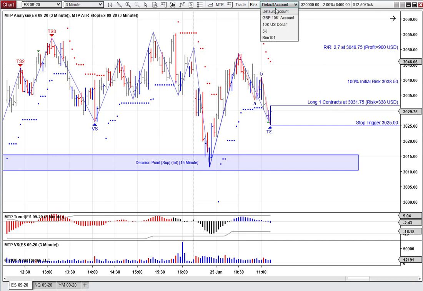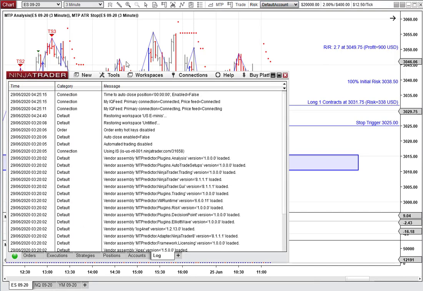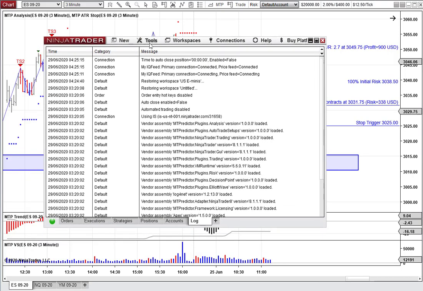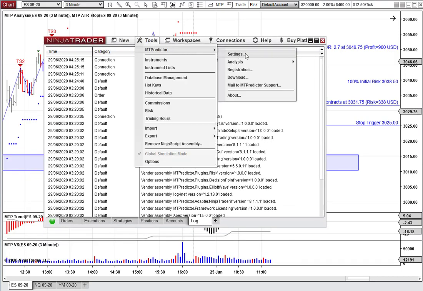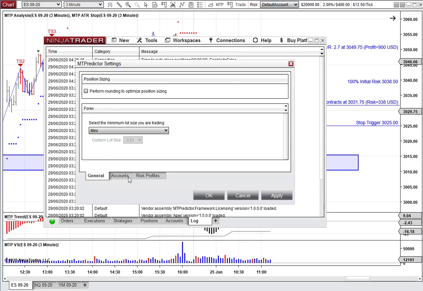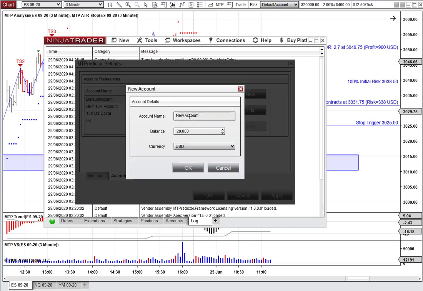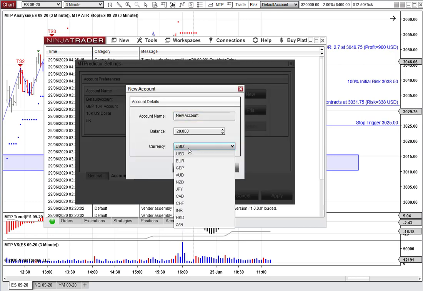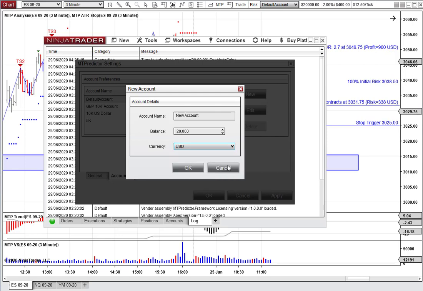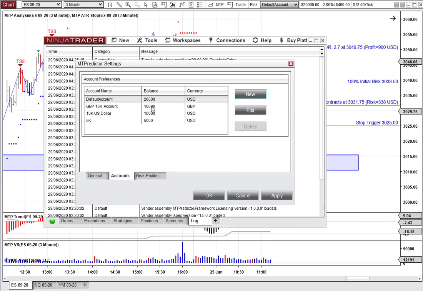We can vary this account size if we go to our control panel. We then go to Tools, MTPredictor, Settings, and in here underneath Accounts you can add in a new account. You can click New, you can then put the account title, you then put the balance, you then put the currency that it is in as well. So you can just create some new accounts. So here we have a default one, $20,000 in US dollars. I've also done a pound one, and I've done two smaller ones that we'll see in a moment for perhaps trading with the micros.